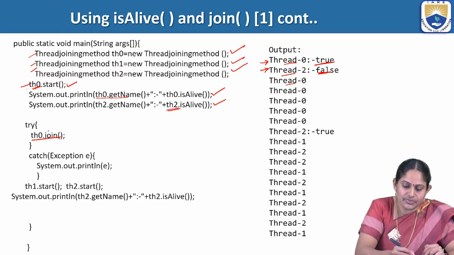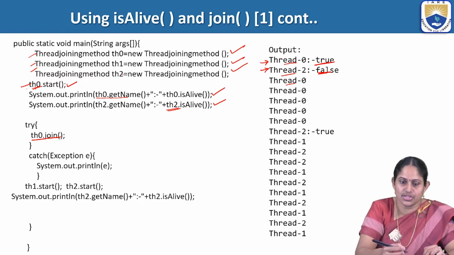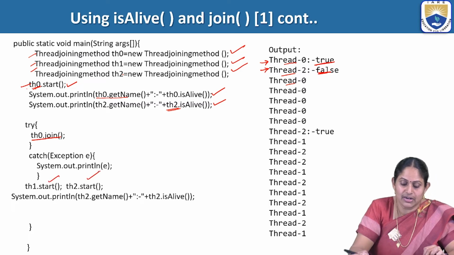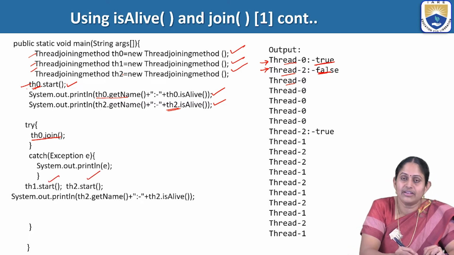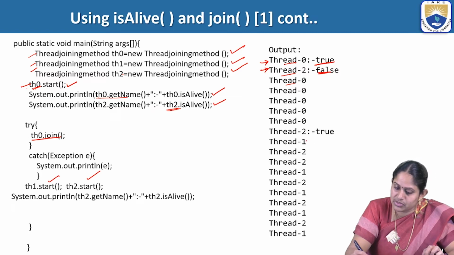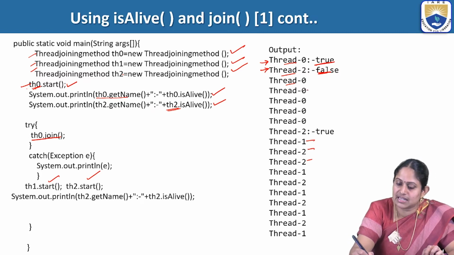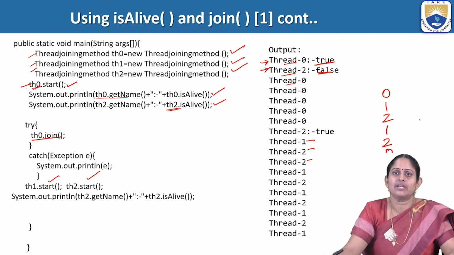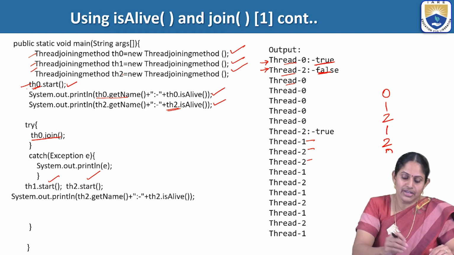Now TH0 started execution. Then we are starting TH1 and TH2. Now if we haven't called join on this method, we'll get all these outputs in an interleaved manner. So it may be 1 2 0 1 2, then again 1 2 0, any order. It may be executing in any order if we didn't call join.